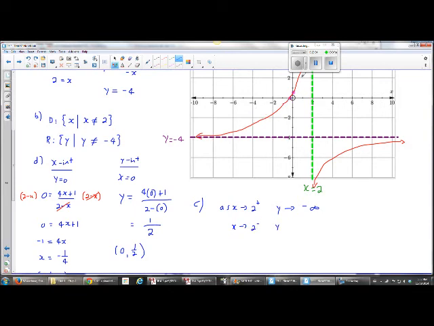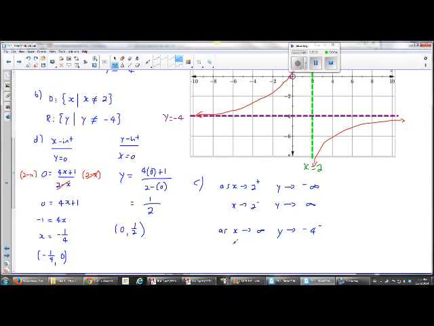For the horizontal asymptote now, as x gets really, really big in the positive sense, as x approaches positive infinity, we see that y is approaching negative 4 from below. And as x approaches negative infinity, in this manner, y is approaching negative 4 from above. Okay, so this is how you would discuss the behavior of the graph around the asymptotes. So that is the lesson on rational functions.